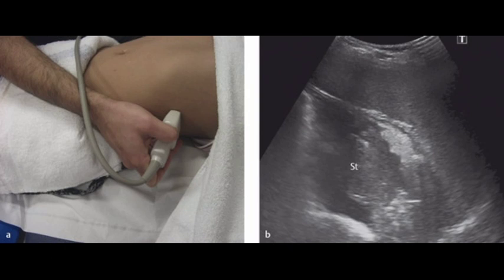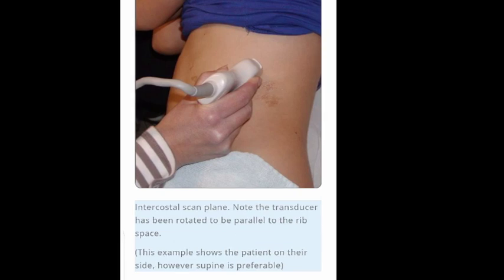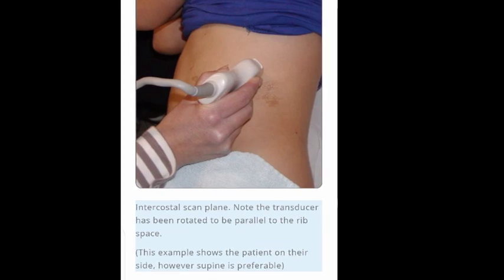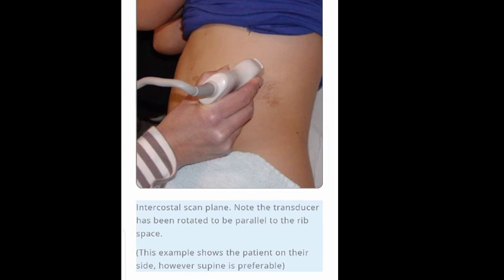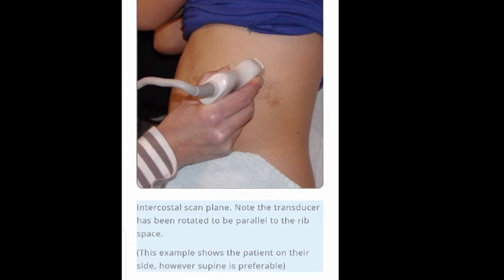Scanning technique. Start with the patient supine. Scanning the spleen with the patient decubitus often increases the risk of bowel gas and lung base obscuring the view. Place your hand and the probe on the bed to visualize the spleen from a posterolateral approach. Angle the probe between the ribs, intercostally. Rotate the probe to be parallel to the rib space to maximize your window.